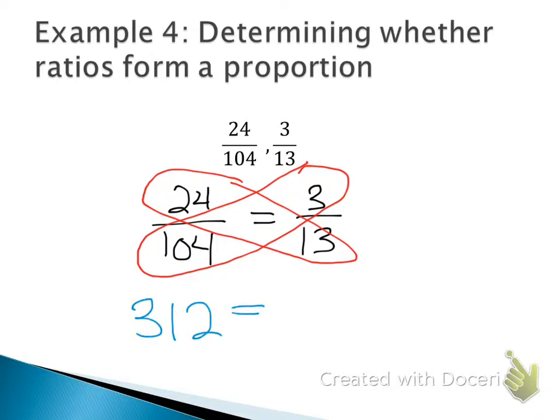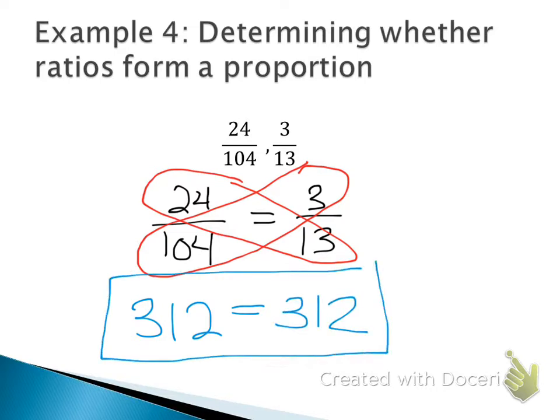And what is 3 times 104? 312. So since I used the cross products property and I found that both sides did equal each other, is it a proportion? Yes, it is, because both sides equal each other. So that would check out, and I would say yes.